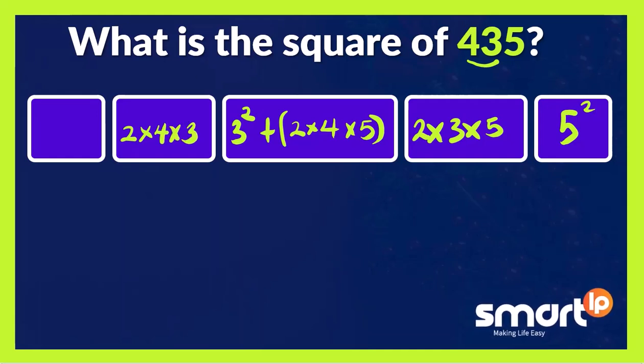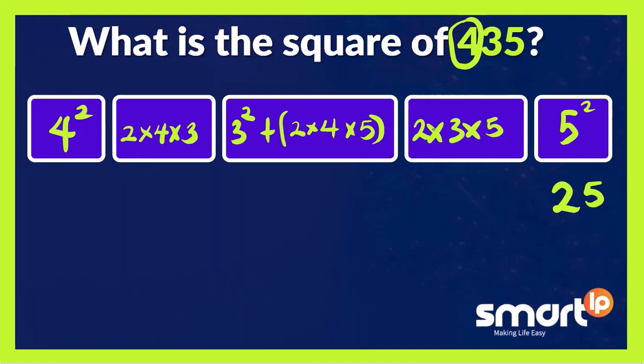Great job. The last step is to take the first digit and square it. So we have 4 square. Now let's write out the result of all this. Let's start from the 5 square. 5 square is 5 times 5. That will give us 25.